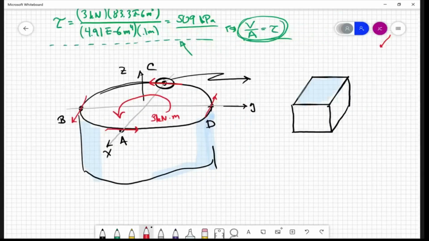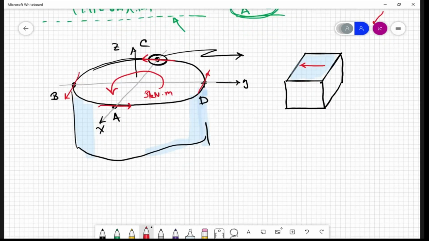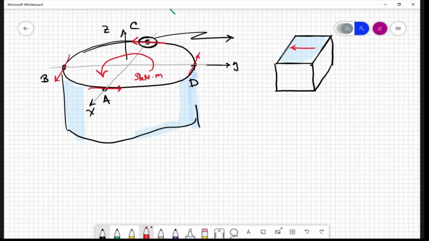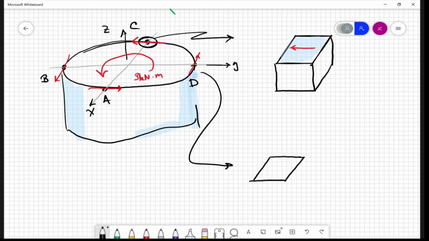So it's going to act on this face here. This is C. All right. While we're at it, we should just draw the cube for point D as well. So I'm going to put that down. Right? So what component is that? The torsion. I know, but what type of stress is it? It's a shear stress, correct?